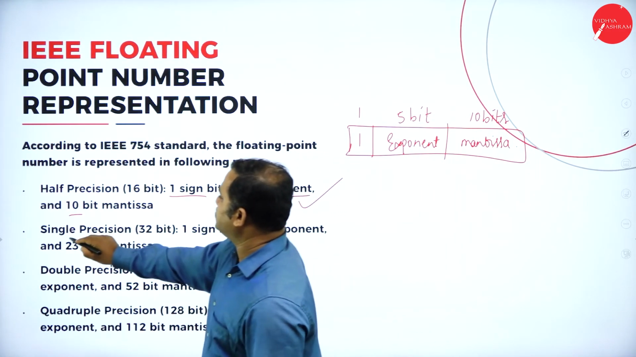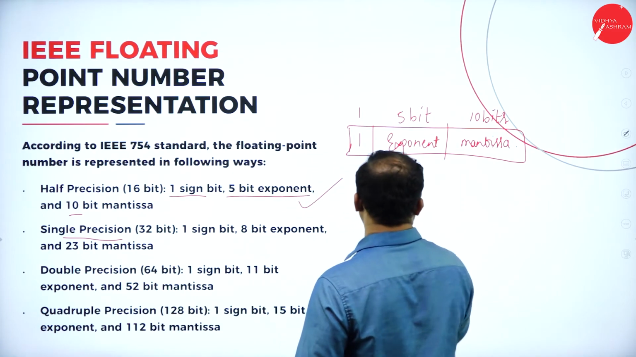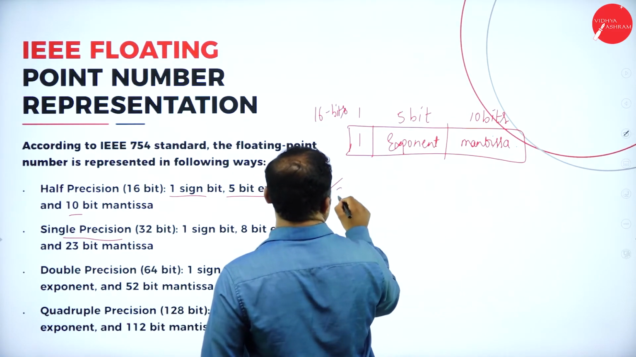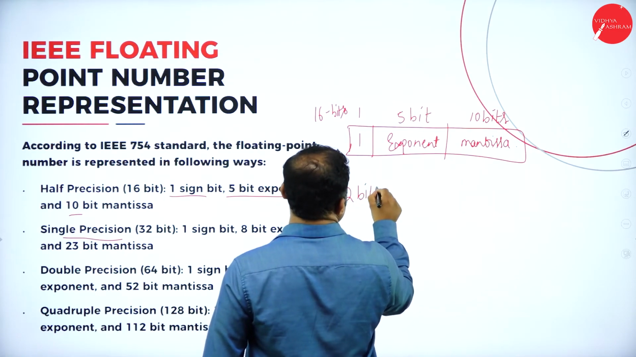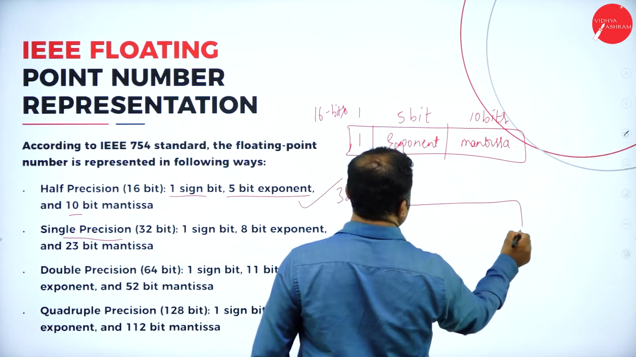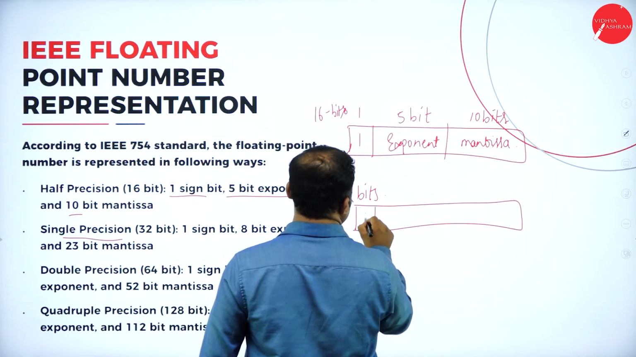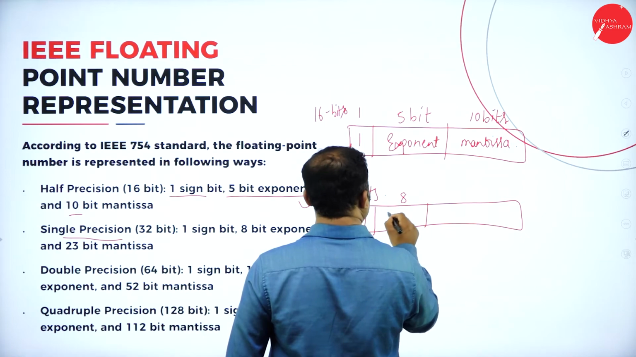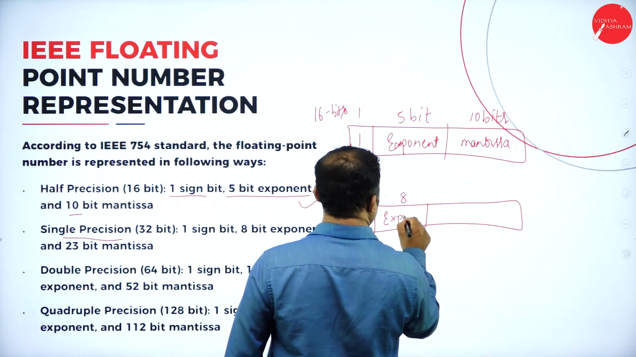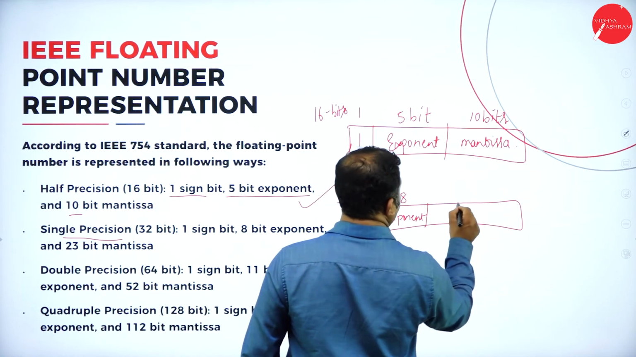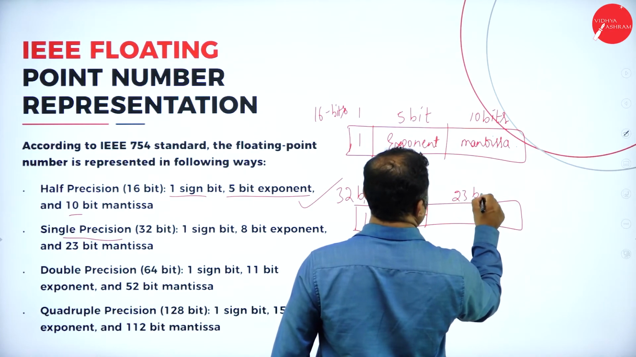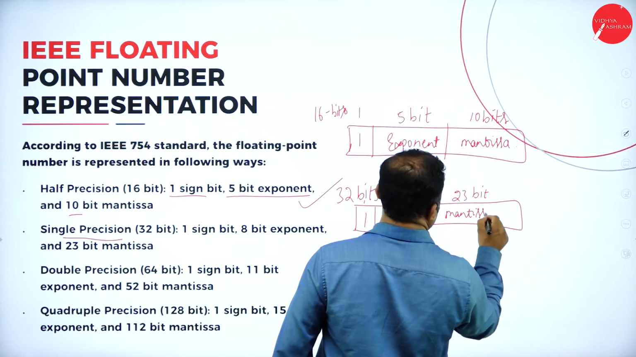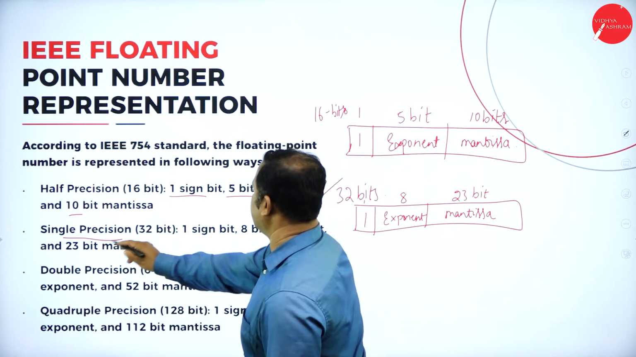Similarly, we have single precision. In the case of single precision, we have 32 bits, with 1 bit towards the sign bit, 8 bits towards the exponent, then 23 bits towards the mantissa. That is in the case of single precision.